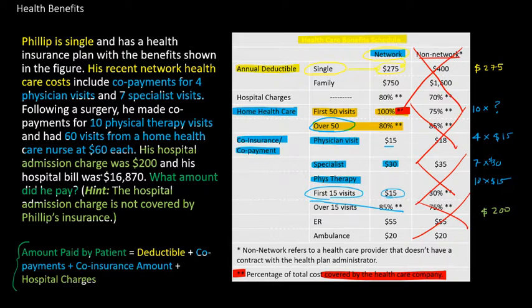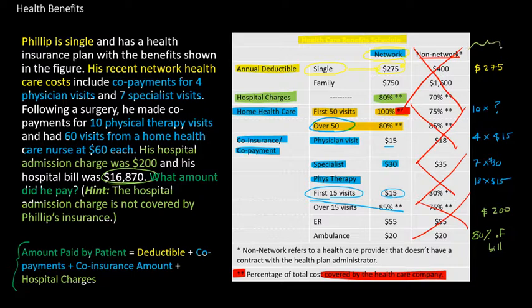And then finally, they mention a hospital bill of $16,870. So again, don't just assume that you need to add $16,870. We'll look on the chart, and here it says hospital charges are covered 80%. Remember that double asterisk means that your healthcare company is covering that much. So they're covering 80% of $16,870. Okay, so 80%, and I'll just write a bill so we can do the calculation on the next slide.